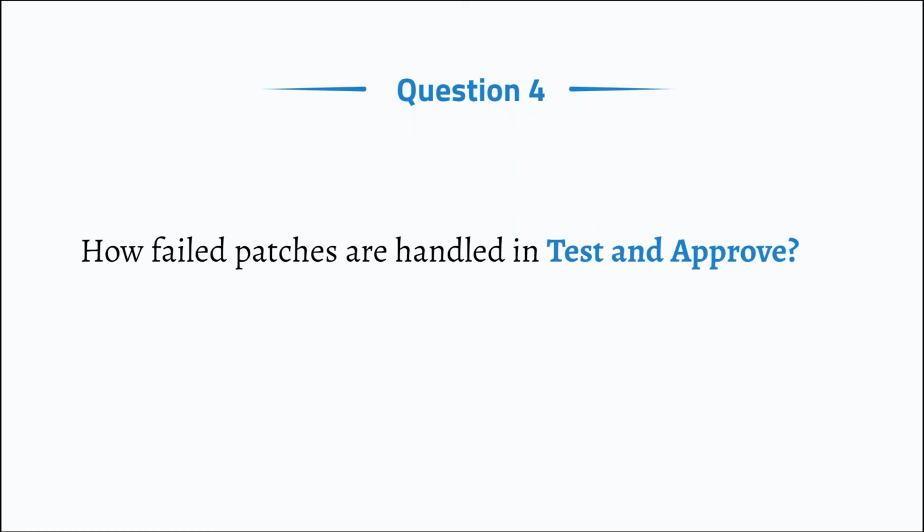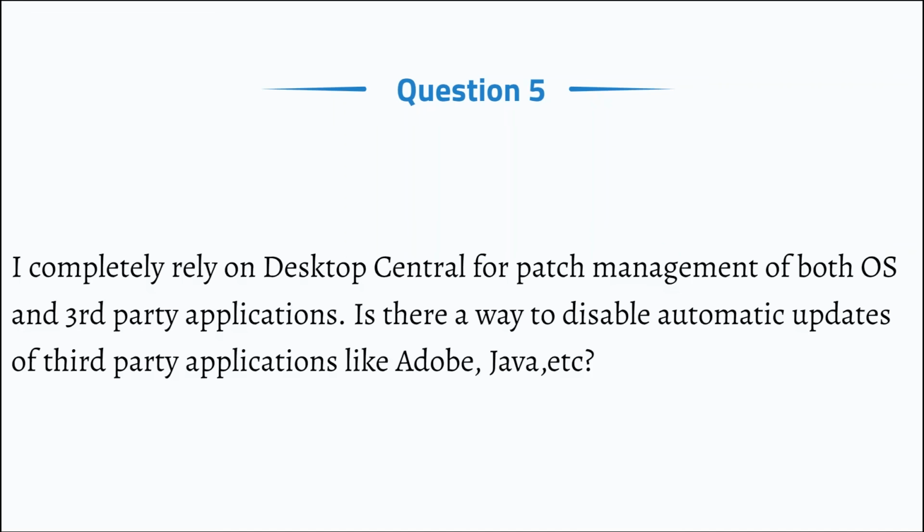How are failed patches handled in test and approve? For example, if a machine requires 20 patches and 15 patches are installed in an environment, those patches will still be approved to the production environment. It is not an issue with the patch. It could be a problem with the environment. So we need to check why the deployment failed. If you can share the appropriate agent logs with us, we could very well help you out with it.